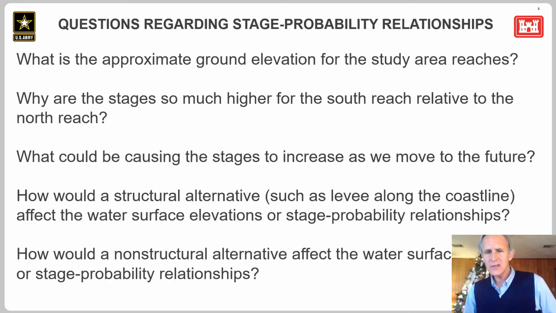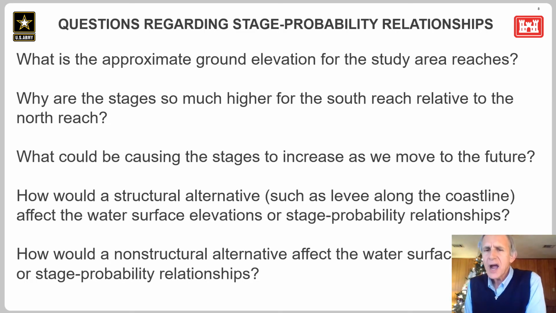So if that all makes sense, let's see if we can answer some questions about those. What is the approximate ground elevation for the study area reaches? Well, you would look at the 1 year event, and if you look, remember it was around 2 feet. It was around the 1 year event, because there's a 99% chance that in that year that elevation will be exceeded. So that's pretty close to the ground elevation.